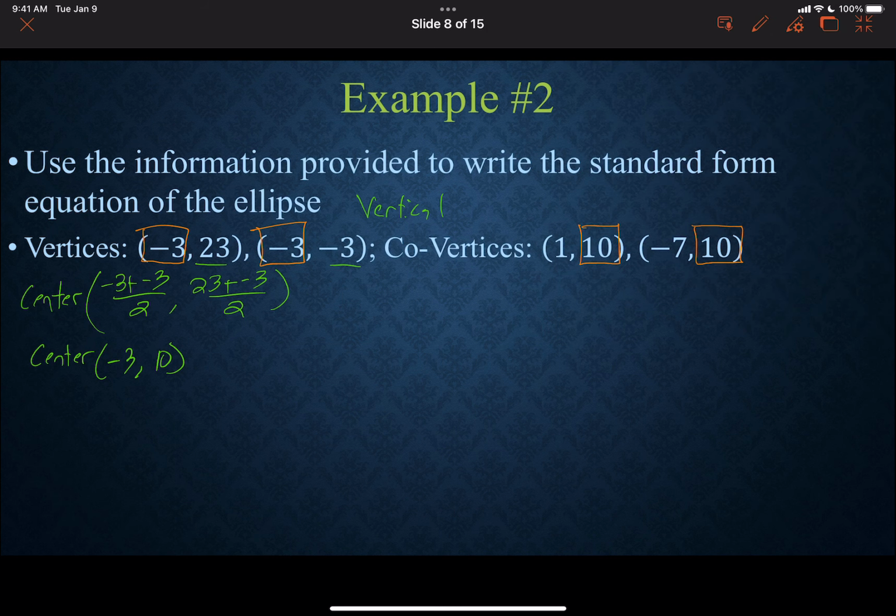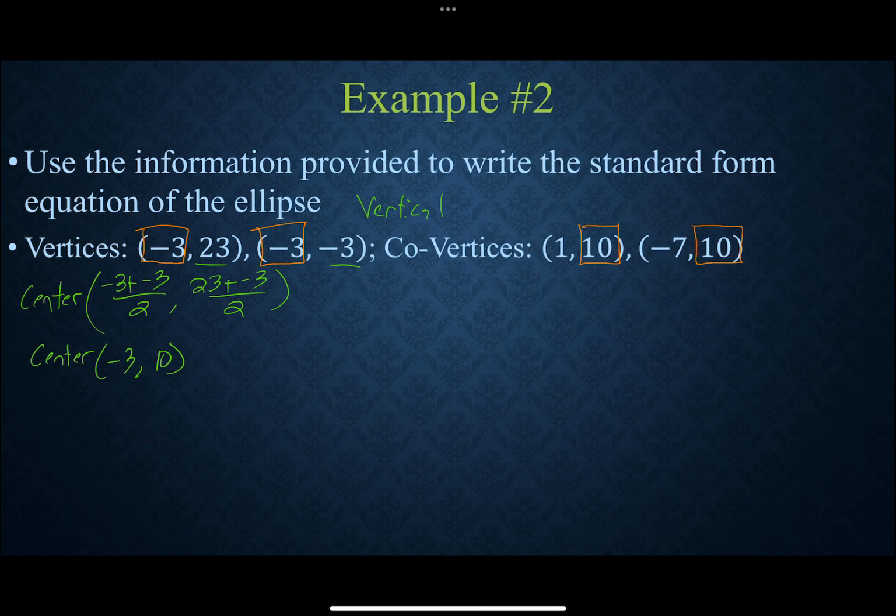Okay, so we've got our center. We know it's vertical. So we know that a squared is going underneath the y's. So our value of a, again, is how far the center is from the vertex. So it's changing from 23 to 10. So a is 13, so a squared is 169.